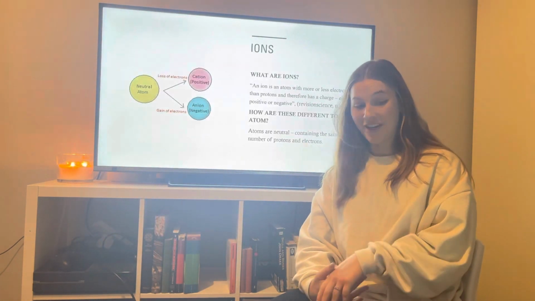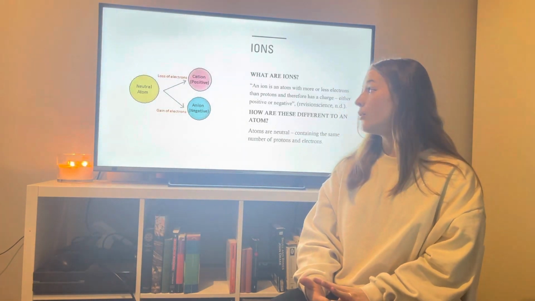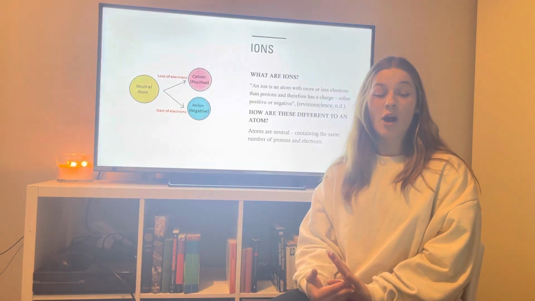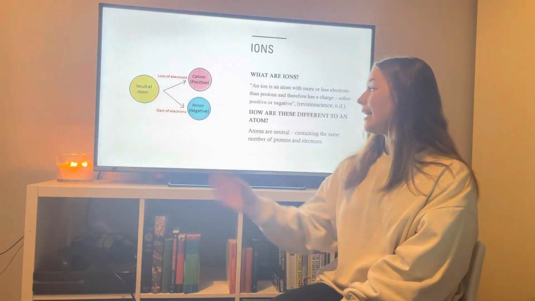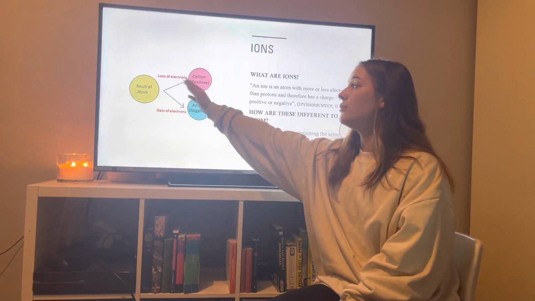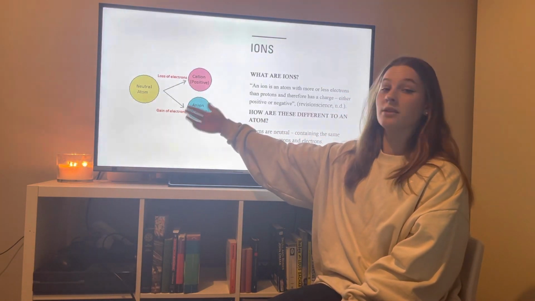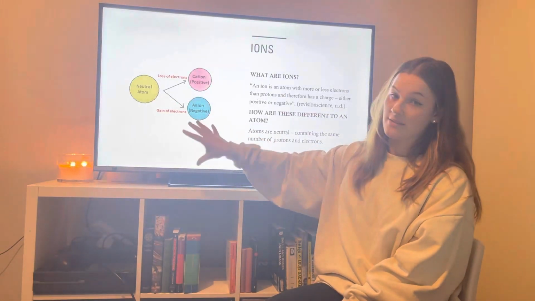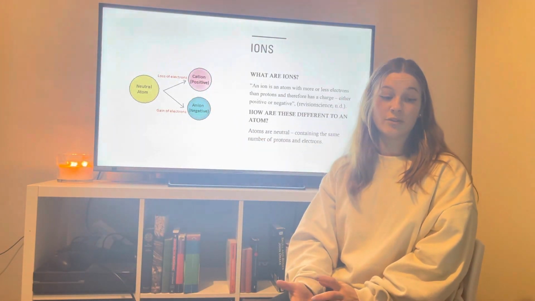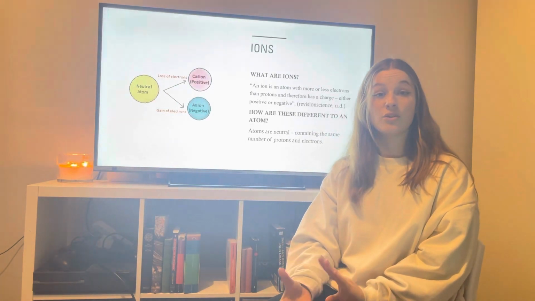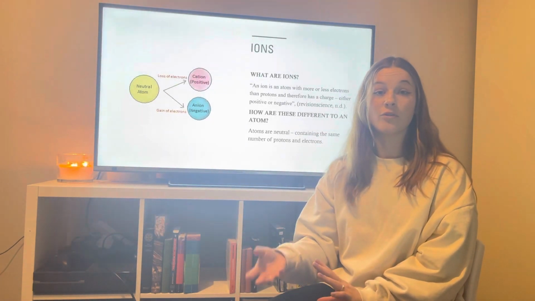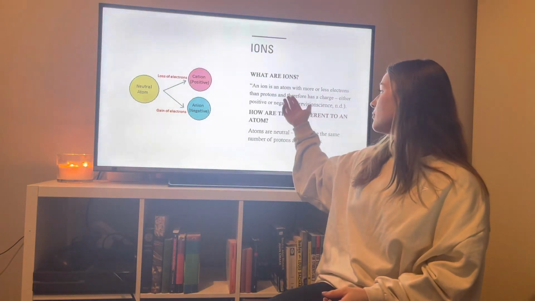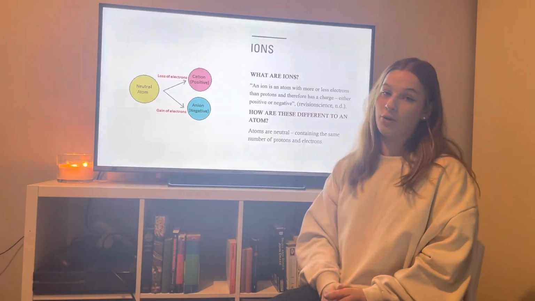Ions. What are ions? An ion is an atom with more or less electrons than protons and therefore has a charge, either positive or negative. Here we have a neutral atom. When it loses electrons, it becomes a cation, which is a positive ion. When it gains electrons, it becomes an anion, which is a negative ion. How are these different from an atom? Well, atoms are neutral, containing the same number of protons and electrons, whereas an ion is an atom with more or less electrons than protons.